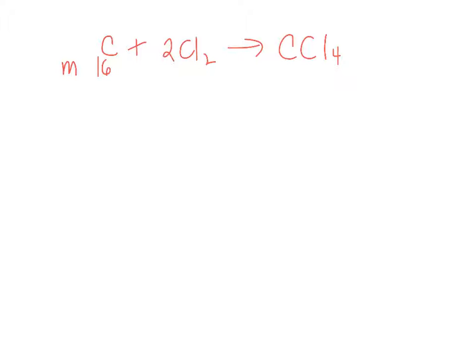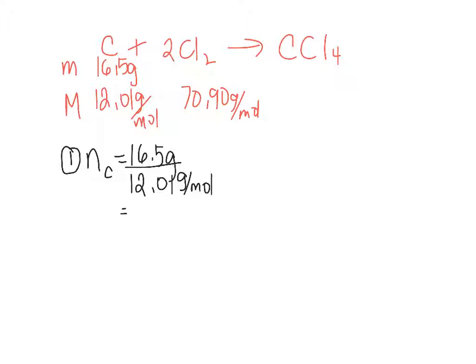So put 16.5 grams underneath the carbon. It's beside it. So you get a little over 1 1/3 moles. 1.37, so a little over 1 1/3 moles.